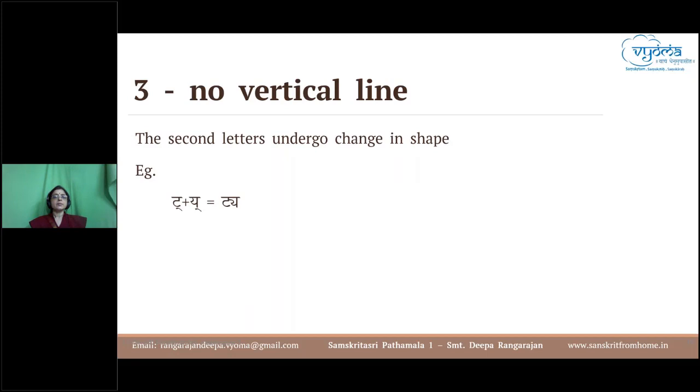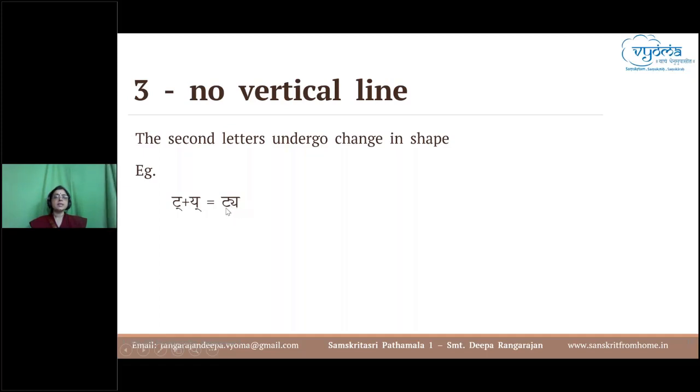And in most cases, when they appear as the first consonant, the second consonant undergoes a change in shape. For example, we know yakara has a vertical line. If it appears as the first consonant, you would have removed the vertical line. Now it is appearing as a second consonant, and that too after this t, which has no vertical line. So it undergoes a change in shape. If you're able to see the difference between this yakara and this, you will understand that it does not start from the horizontal line above, but from the t itself.